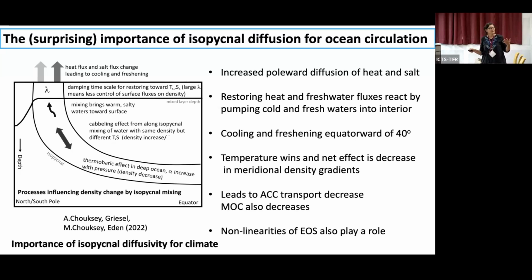And so it's easy to see that this leads to a decrease in the ACC transport, but you also decrease the meridional density gradient in the northern Atlantic Ocean, say. So the MOC also decreases, but it's not as straightforward as with the ACC, which is a zonal current. The MOC is a meridional current; how this is exactly related is another subject. Nonlinearities of the equation of state, we think, only play a minor role.